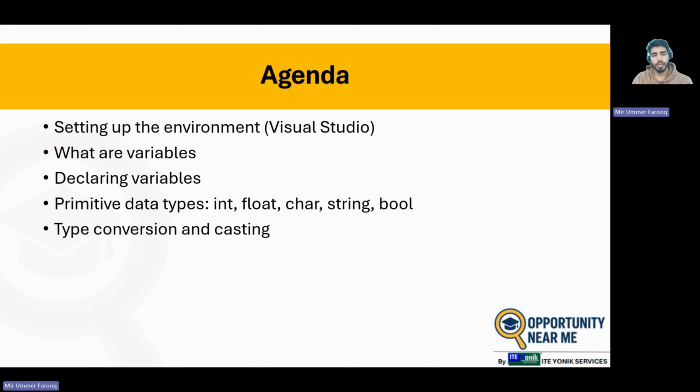The next step would be to discuss the primitive data types, like integer, float, char, string, and boolean. And we have some more types, so we will give an overview of those as well. After that, we will see type conversion, implicit type conversion and explicit type conversion, which we also call typecasting.